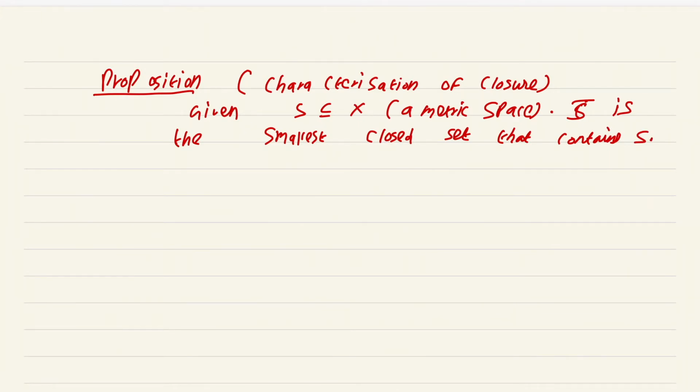There are two parts to this. First is to show that the closure of S is in fact a closed set, which is, I mean, if that were not the case, the nomenclature closure is a really stupid name. Second part is to show that the closure of S is the smallest closed set. So let's go ahead and prove this. So let x_n be a sequence in the closure of S.